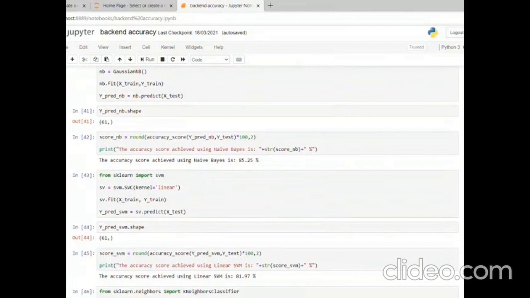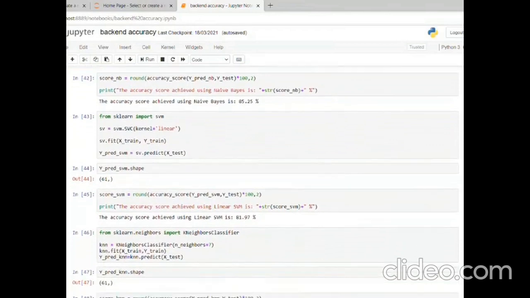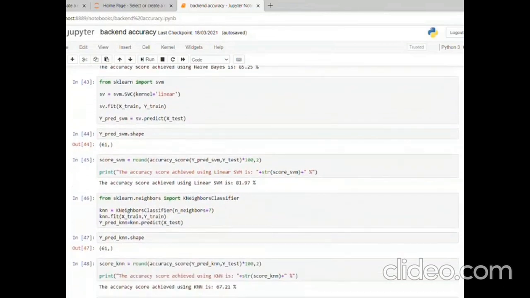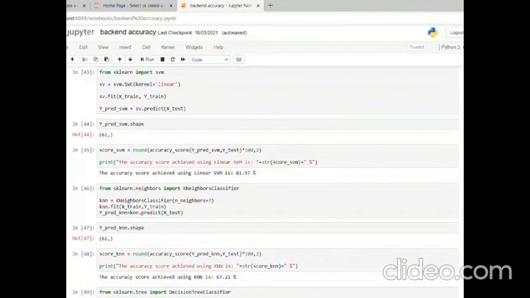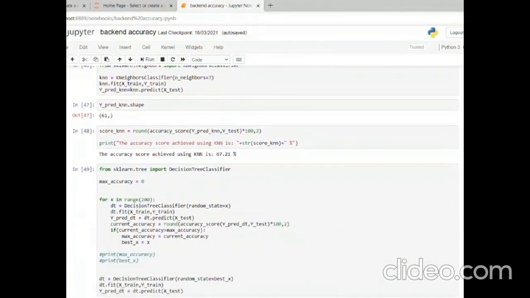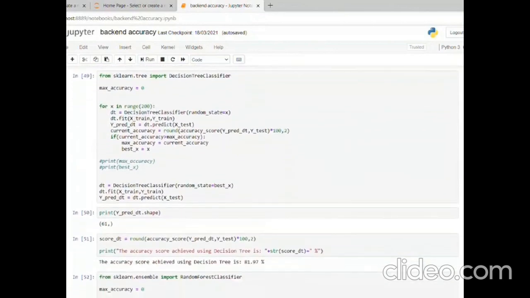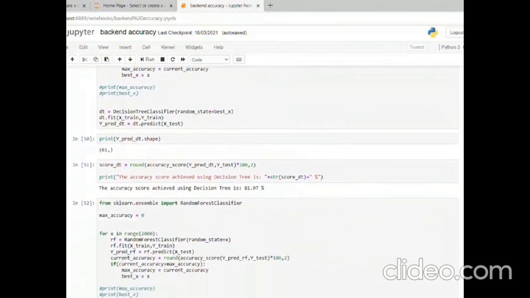And next, we have used the support vector machine algorithm. Here the accuracy score achieved using linear support vector machine is 81.97%. And next we have used the k-nearest neighbor classifier algorithm. The accuracy score achieved using the k-neighbor classifier is 67.21%. And next we have used the decision tree classifier. The accuracy score achieved using decision tree is 81.97%.